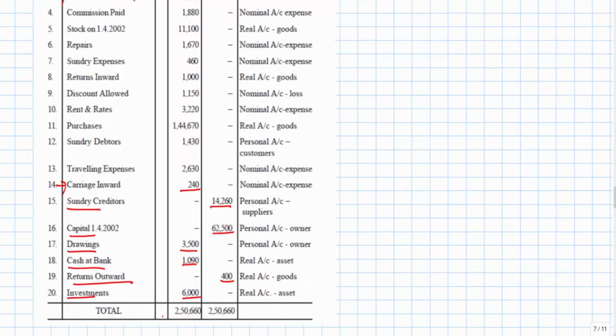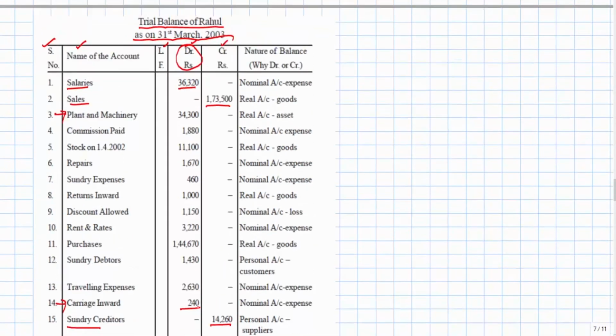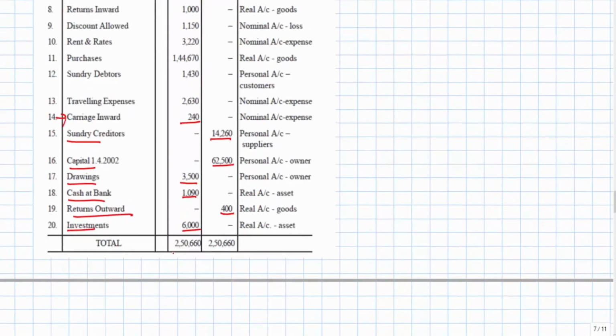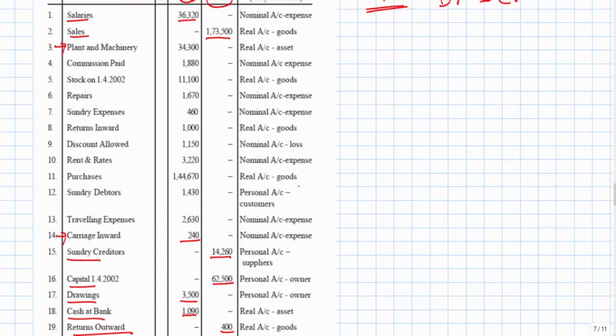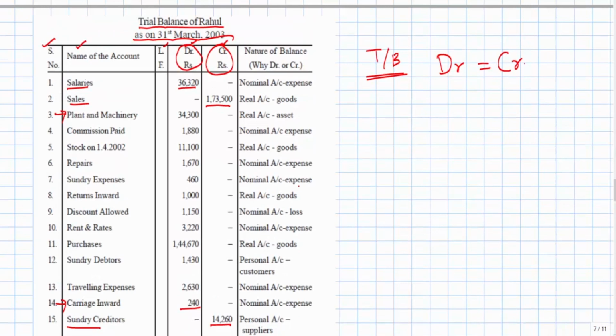So once we transfer all these balances to the statement, what we have to do is the totaling of the debit column as well as the credit column, and if your trial balance is arithmetically accurate, it means the total of debit column will be equal to total of credit column. So here you have the total as 2,50,660 and the total of credit column is also 2,50,660. So in this way you can ensure that this trial balance is arithmetically accurate. Maybe we cannot give assurance whether it is fully in compliance with accounting principles and practices, but we can say it is arithmetically accurate.